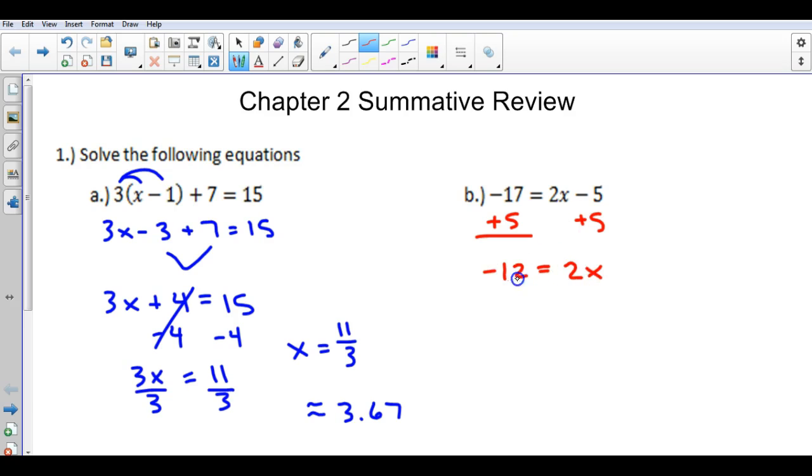So now what I want to do is get x by itself, divide both sides by 2. Negative 12 divided by positive 2 is negative 6. And then x would be all by itself, so that means x equals negative 6. So for any of these, if you wanted to check your answer, you just substitute your answer right back in for the variable.